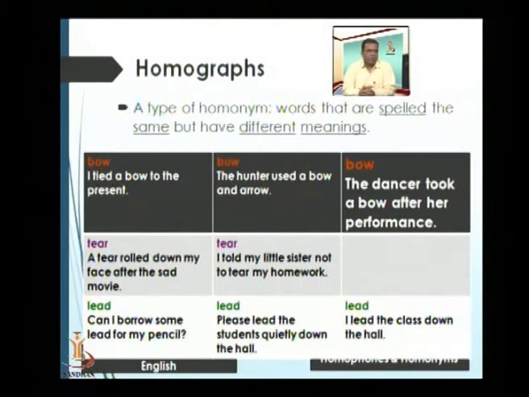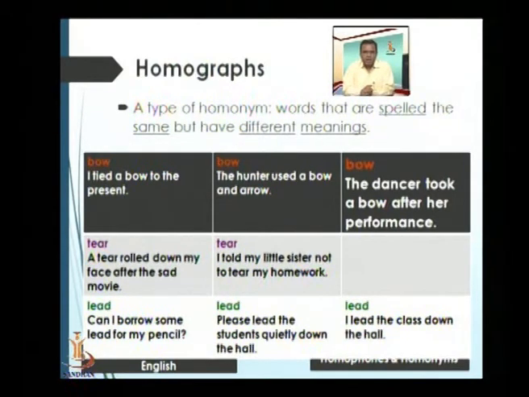The contexts are: I tied a bow to the present. Tying something, a bow. The hunter used a bow and arrow. What we say, dhanush, that is bow, B-O-W. Third one is, the dancer took a bow after her performance. Bowing down means bending down. When we seek blessings of elders, we bow down. So in 3 different contexts the word is used.